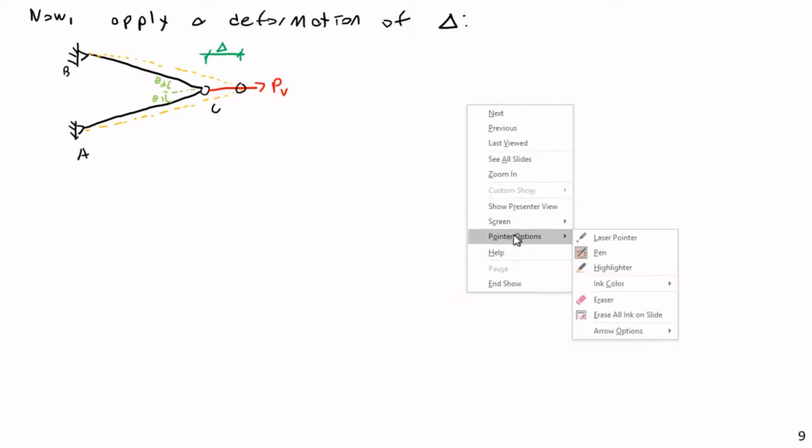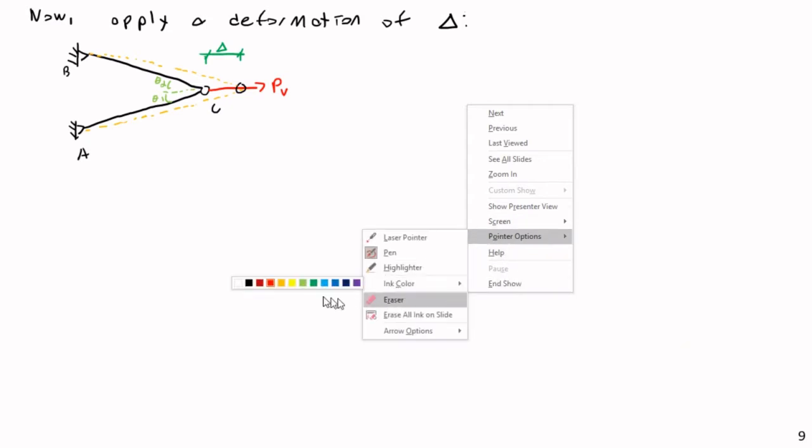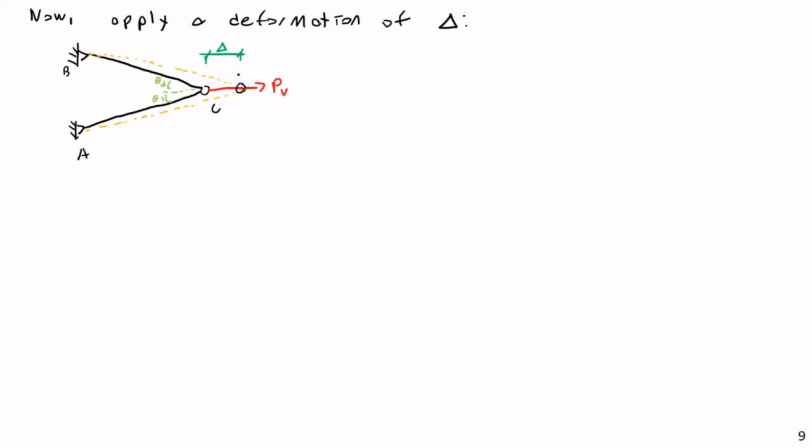So what I need to do, though, is find the change in length of the members. Because finding the external work done by this is going to be very simple. It's just delta times P, just force times distance. But the members are the tricky part, because we need to find the change in length of the members in order to find the internal virtual work done by this force.